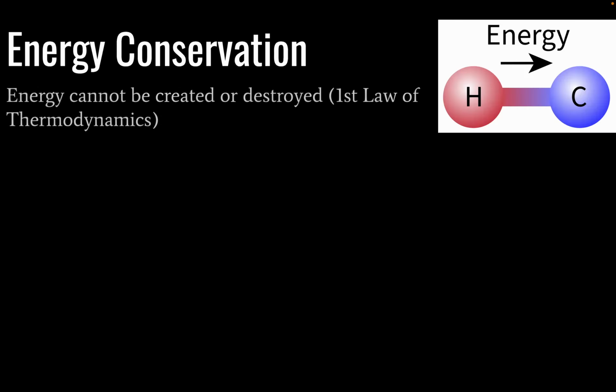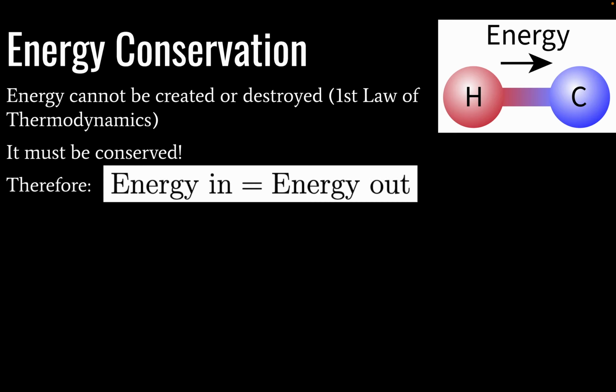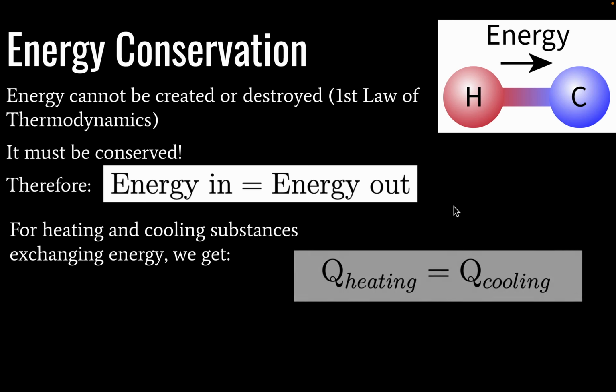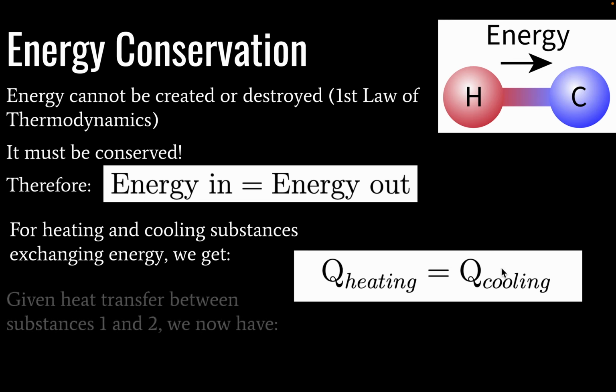Okay, so we're going to talk about the first law of thermodynamics, where energy cannot be created or destroyed, and you probably already know this. It has to be conserved, so this is by definition a law of conservation. What that means is that energy into a system must equal the energy out of its system. When we're talking about heat transfer, that means that the energy that this object loses must equal the energy going into this object. So for heating and cooling substances exchanging energy, we get the energy of heating equal to the energy of cooling.